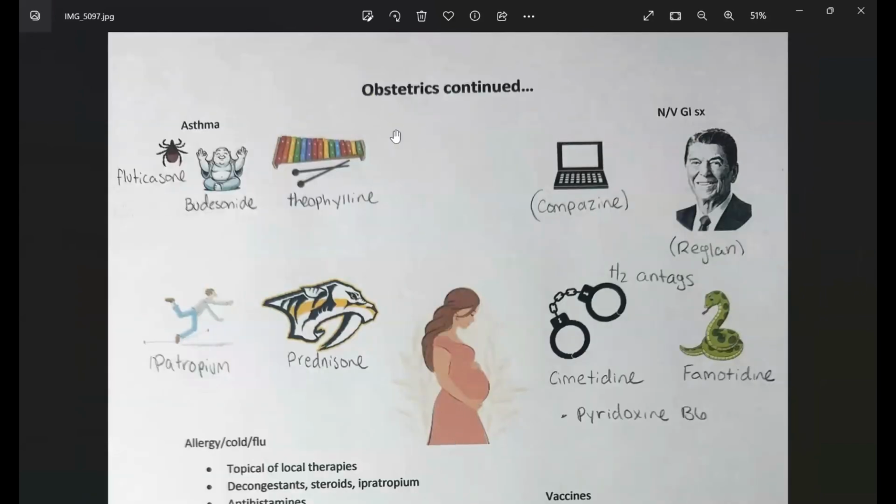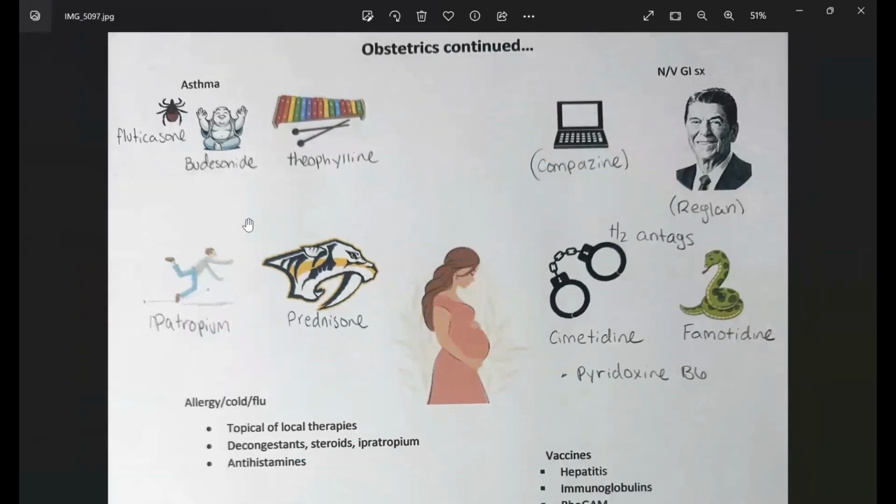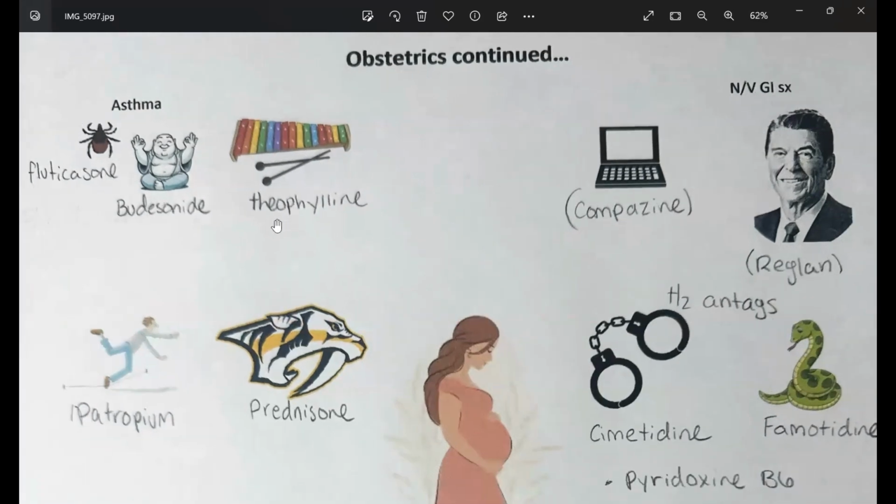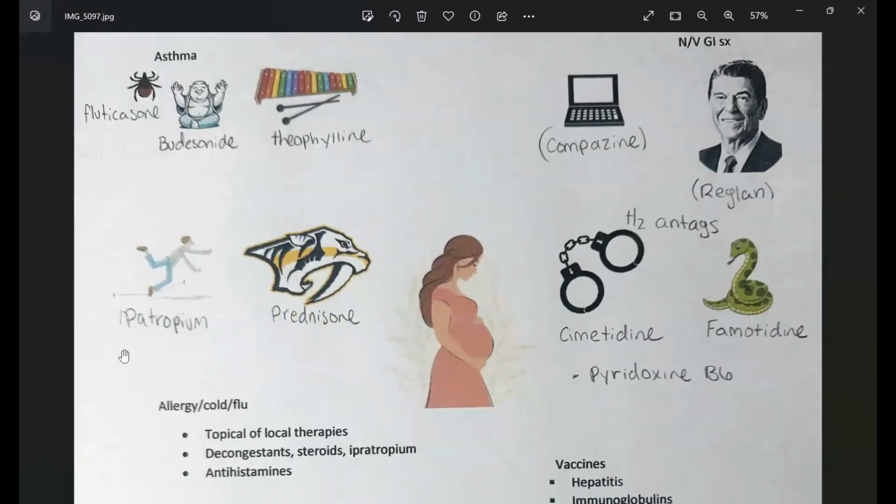There's some more stuff continued. So if your pregnant patient has asthma, you can use steroids such as fluticasone, so a tick for fluticasone, budesonide, so this is Buddha for budesonide, theophylline, xylophone. I don't know why. There was a reason why I chose that, but it doesn't really make sense in this context.